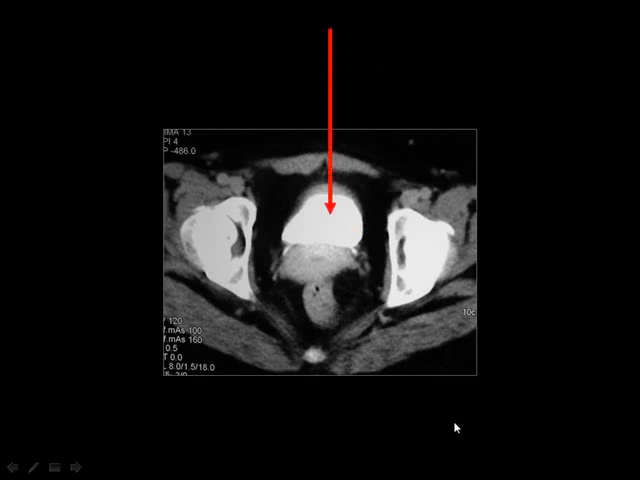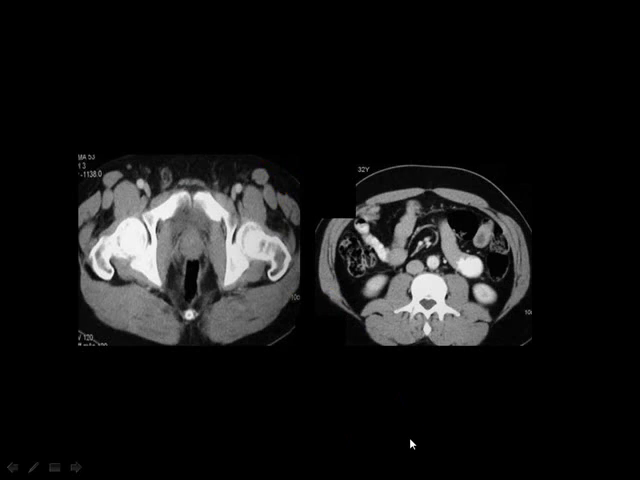Okay, urinary bladder. Which part of the uterus? Yes, this is the cervix. It's a fatal mistake to interpret the uterus as a prostate. It is a fatal mistake in radiology examinations. Okay, this is the rectum.